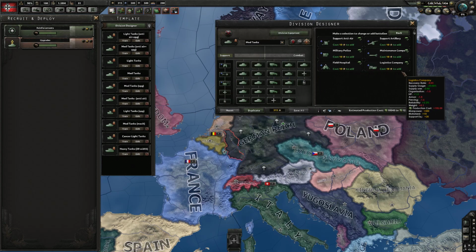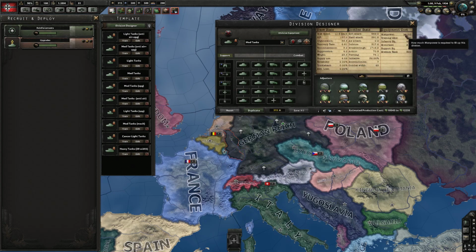Don't put field hospitals. Don't put support artillery. It's not needed. Don't put military police. Logistics and anti-air probably not worth it either. And definitely don't put anti-tank in there either. It's definitely not needed.